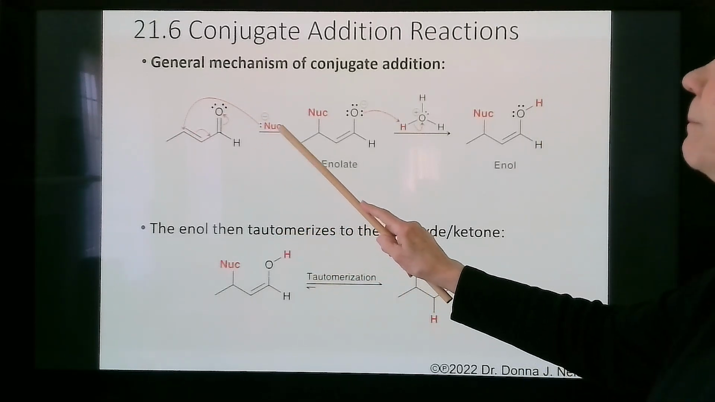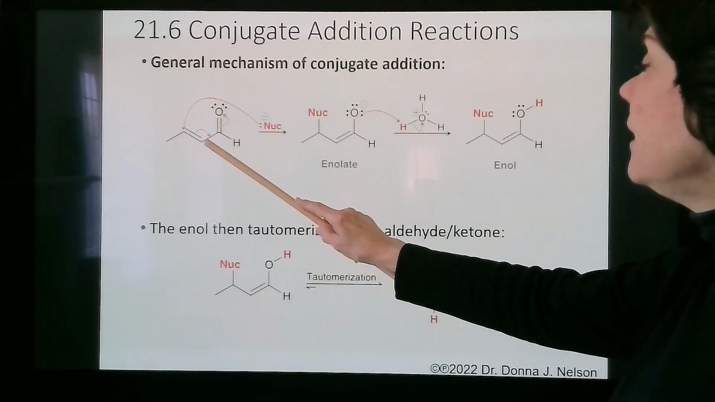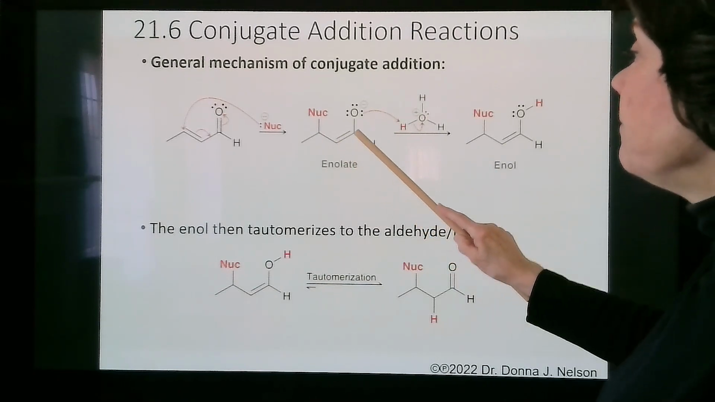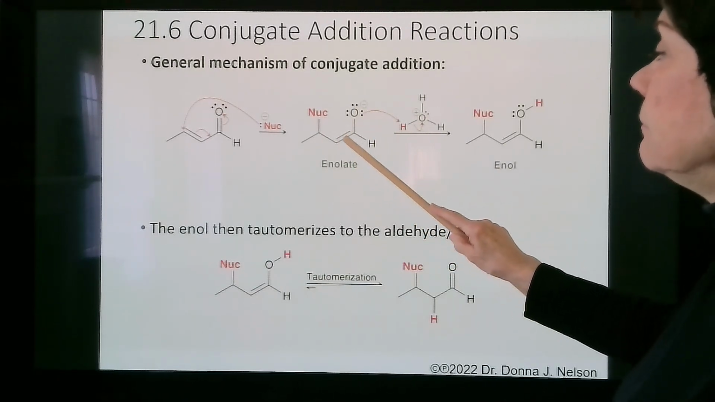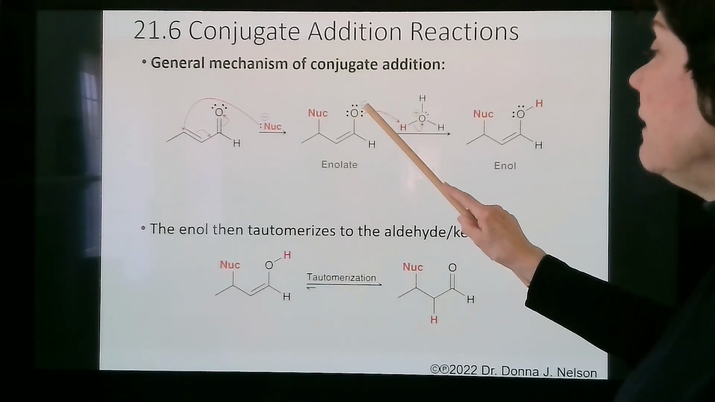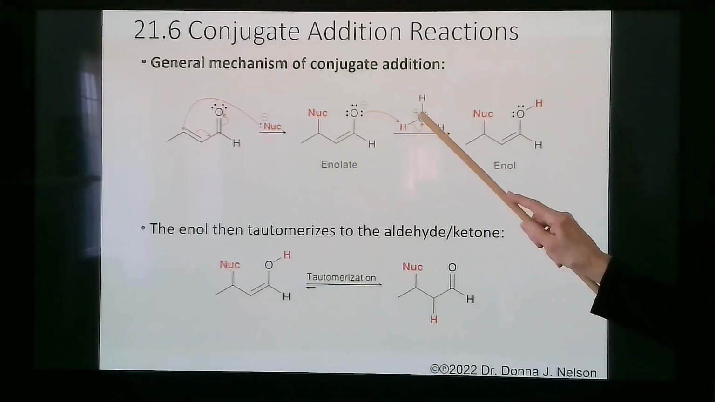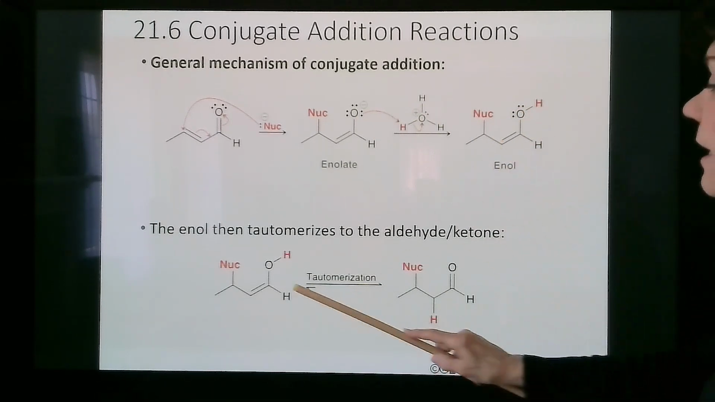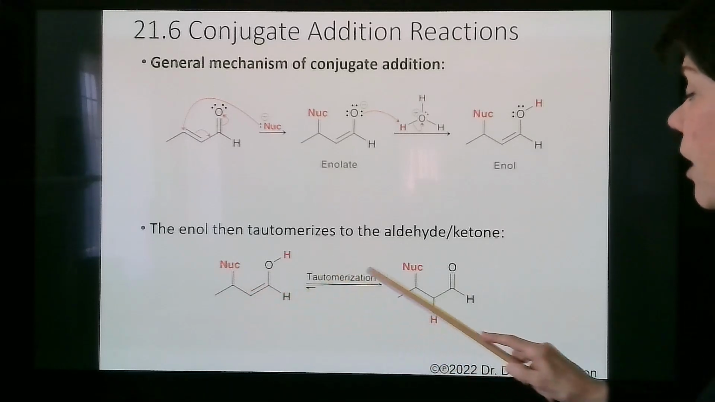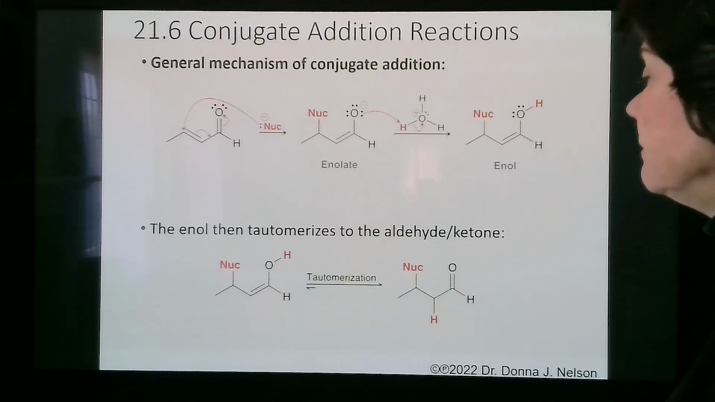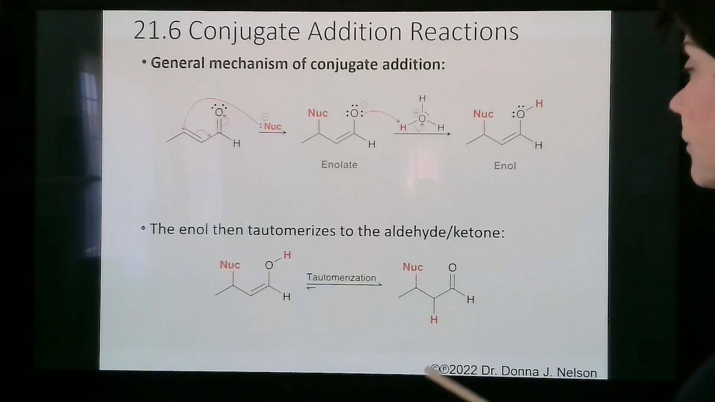1,4 addition. And so a negative charge is generated at the alpha carbon, and you have resonance structures stabilizing that anion. So the negative charge also resides on oxygen. Then oxygen is protonated to give you this enol, and then you have tautomerization to generate the keto form of the aldehyde. So there's the general mechanism.